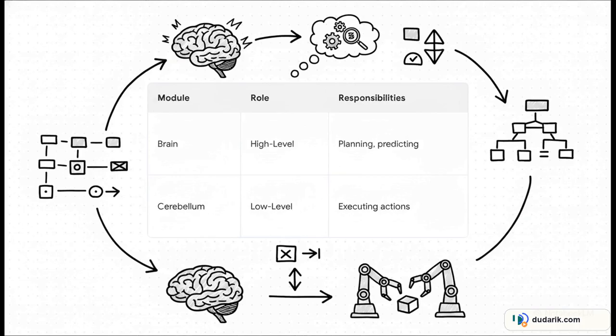Meanwhile, the action generation model functions as the low-level cerebellum. Its one and only job is to take those planned subgoals from the brain, combine them with the shared multimodal context, and directly convert them into executable action chunks. The brain thinks, the cerebellum acts, and it does it all without losing an ounce of fidelity in translation.